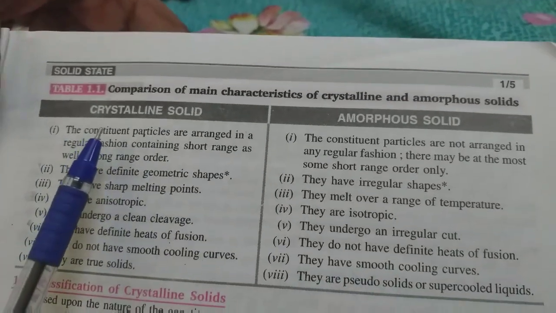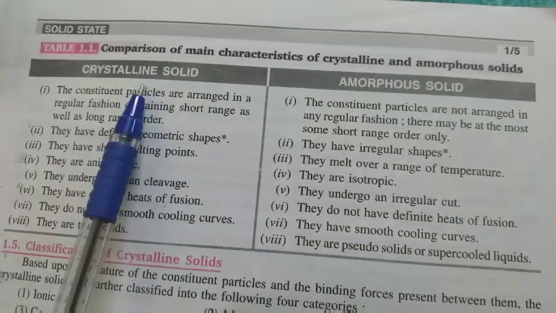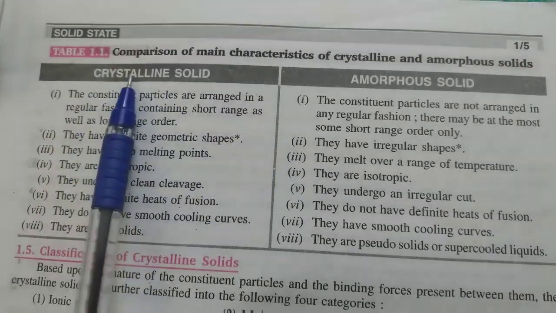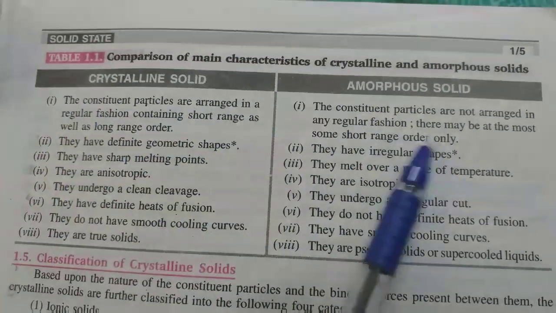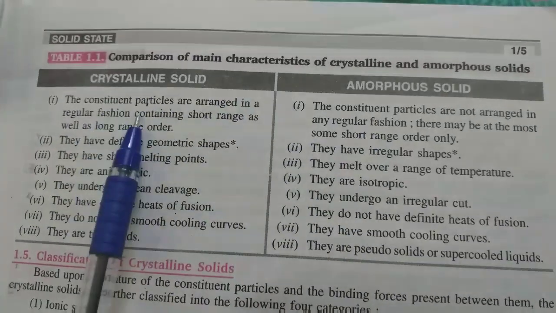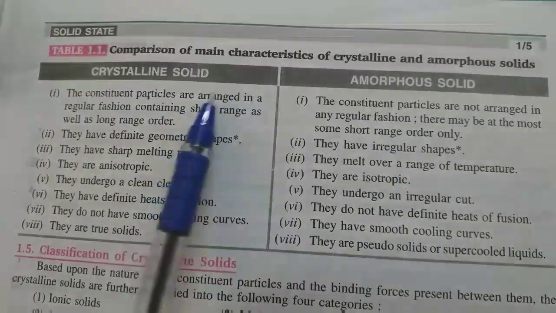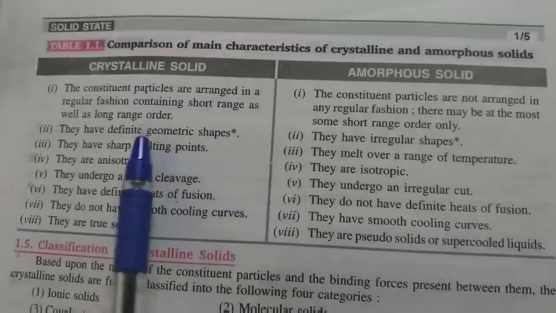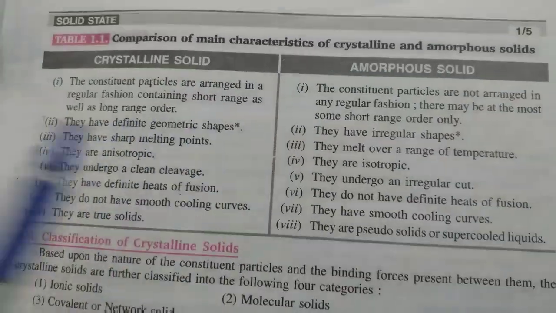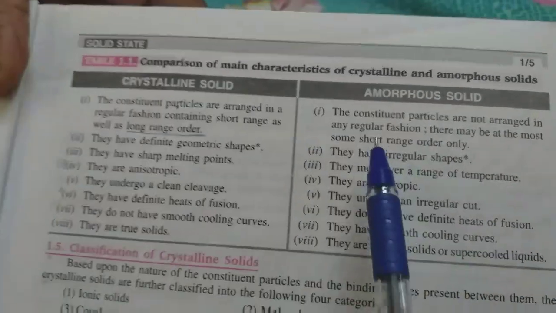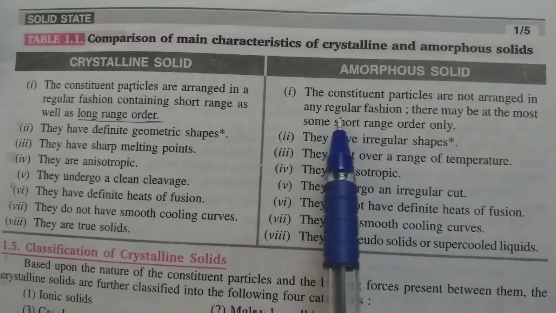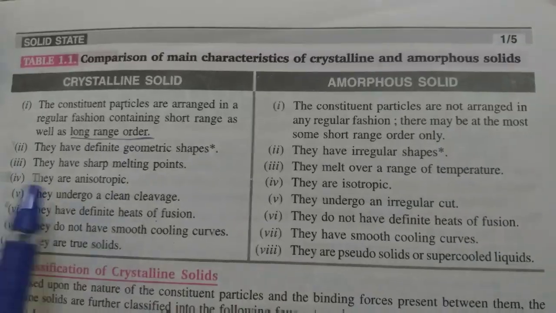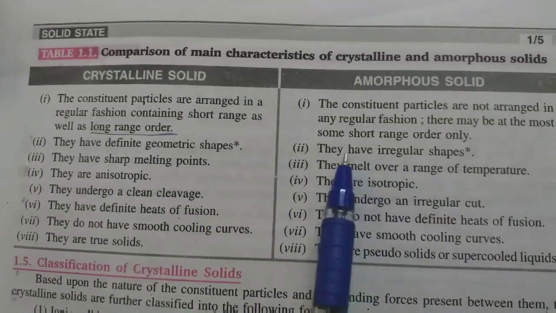We discussed already that solids can be classified in many ways, and the major types are crystalline solids and amorphous solids. Now in table form, the difference between crystalline and amorphous is given. In crystalline solids, the constituent particles are arranged in a regular fashion containing short range as well as long range order. But in amorphous, the particles are not arranged in any regular fashion; there may be at most some short range order only. Crystalline solids have definite geometrical shape, while amorphous have irregular shape.